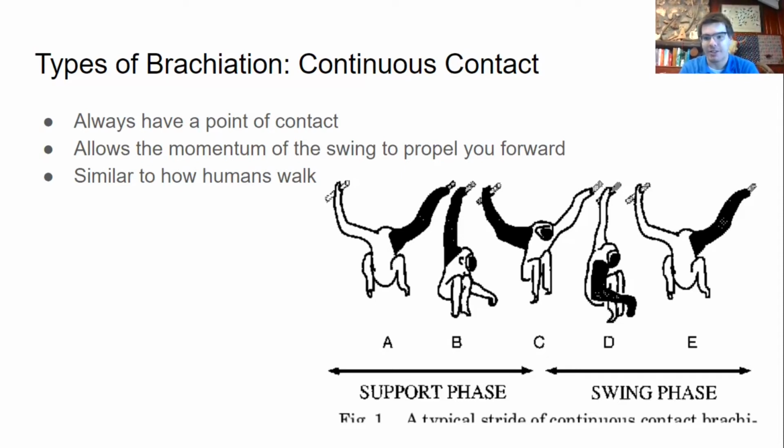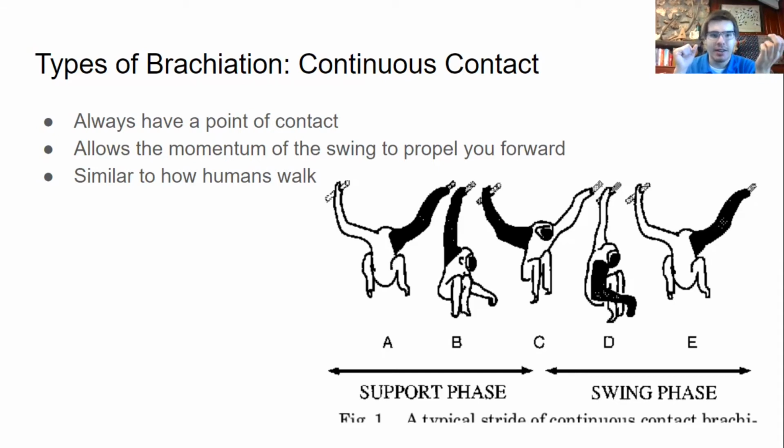That's very similar to how humans actually walk. We just don't use our arms, we use our legs. Whenever you walk, you're essentially just falling, but very controlled. You take a step forward and you're leaning forward and your center of mass is moving forward. And so then you take another step forward and you just keep that forward momentum as you walk. Brachiators do the same thing. It's just with their arms.